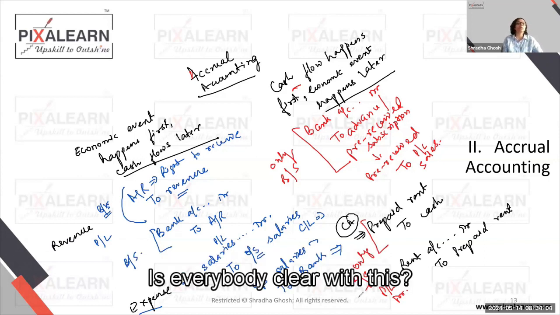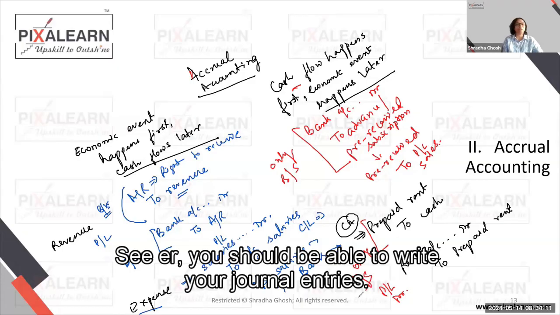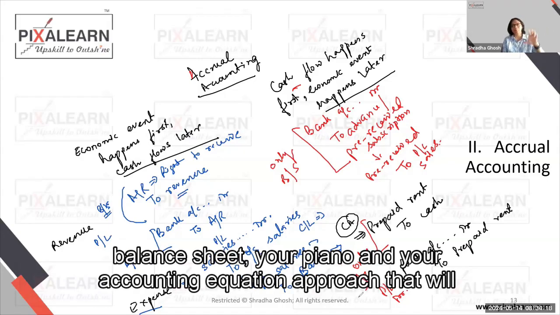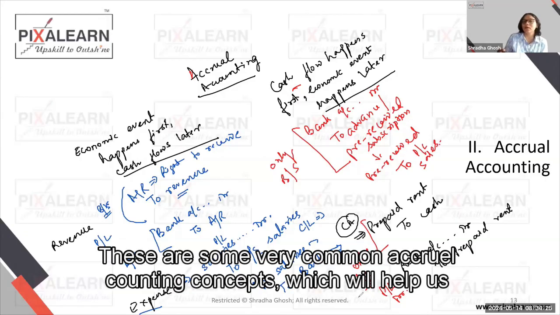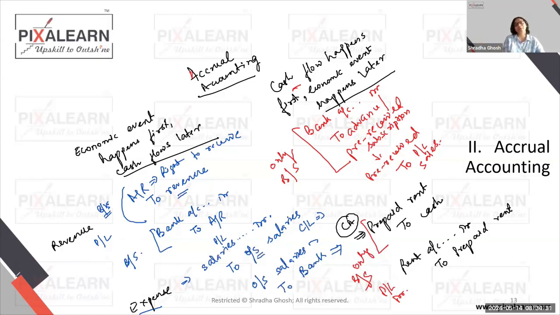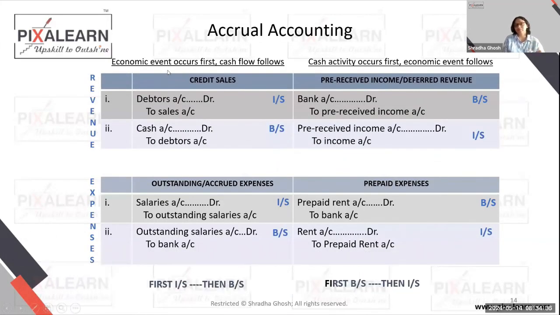Is everybody clear with this? Any questions? You should be able to write your journal entries. And I think the approach that we decided today, whereby you have your balance sheet, your P&L, and your accounting equation approach, that will always work. These are some very common accrual accounting concepts which will help us do everything else as we go along in our course.